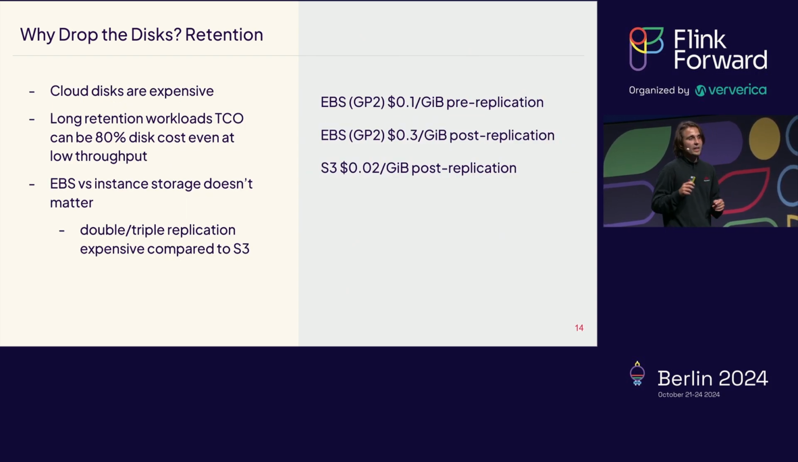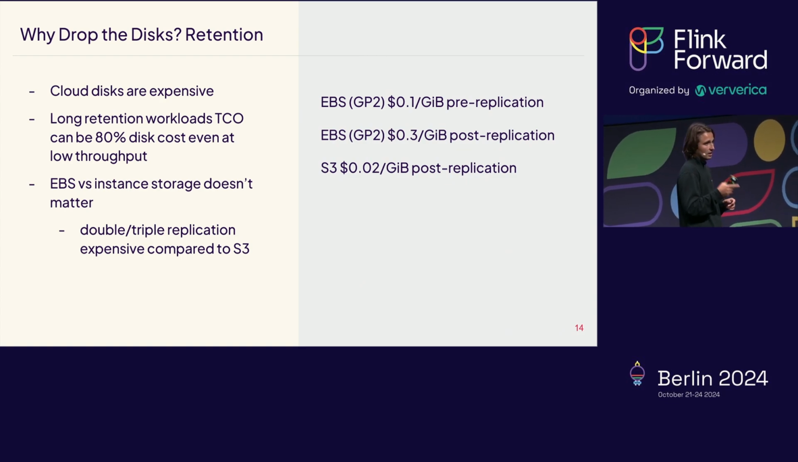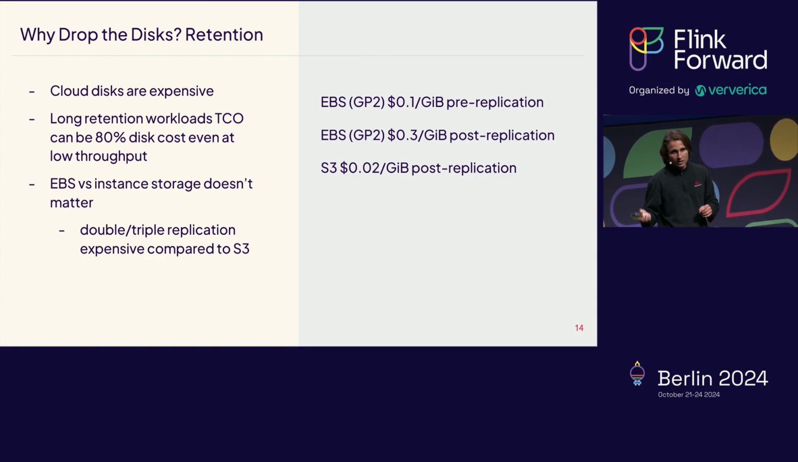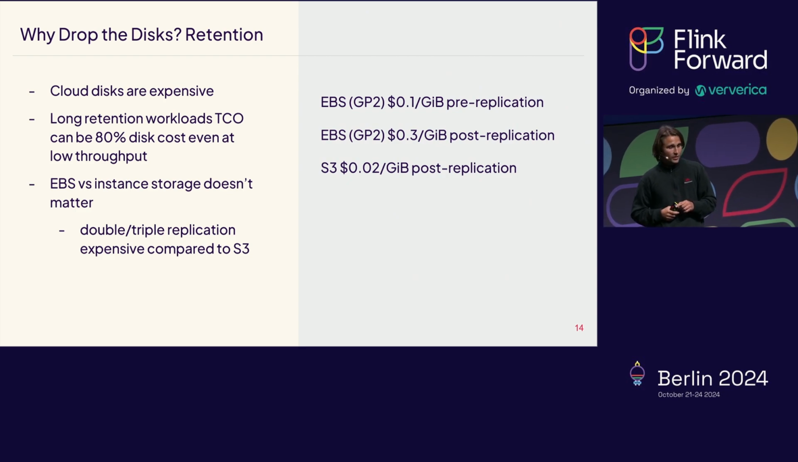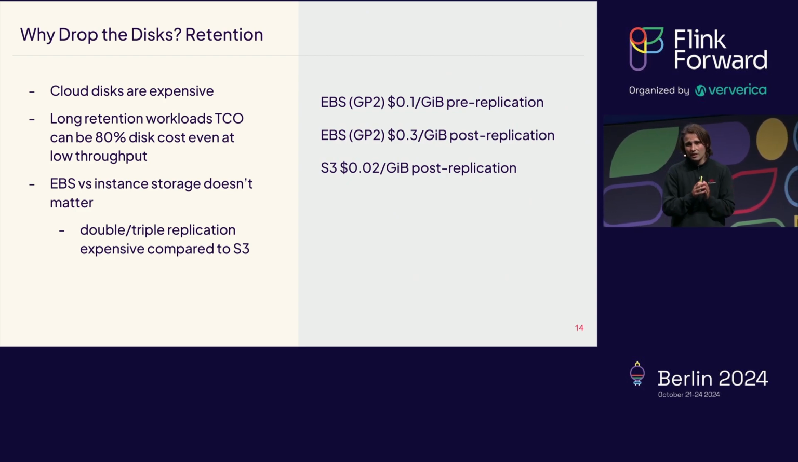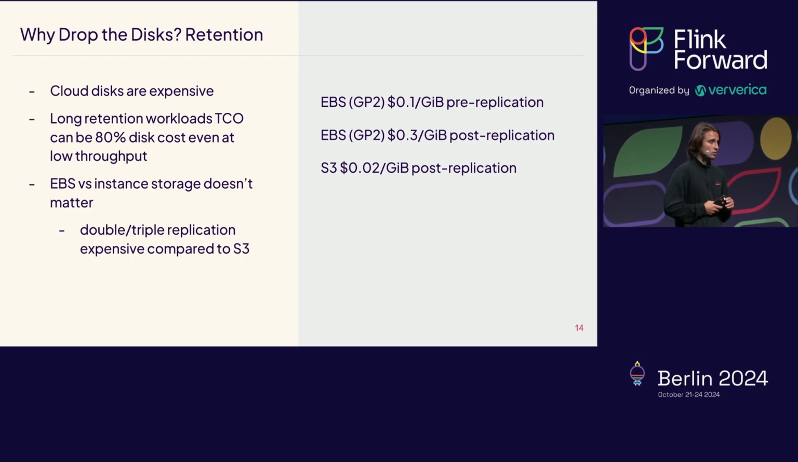That's not all. Then we have also the retention. If you use cloud disks, like EBS, compared to S3, they are usually an order of magnitude more expensive to store data. This means that even if the throughput is very low, if the retention is very high, then you can get a very high cost. It can go also up to 80% of your TCO.